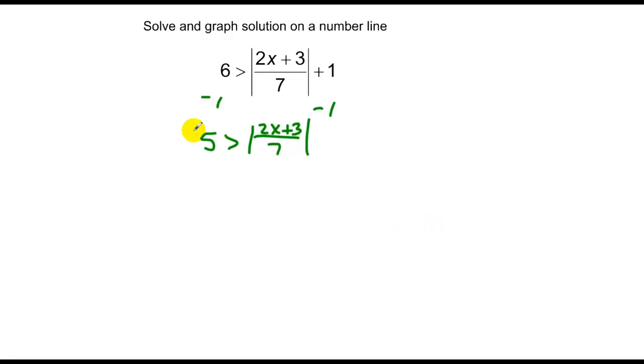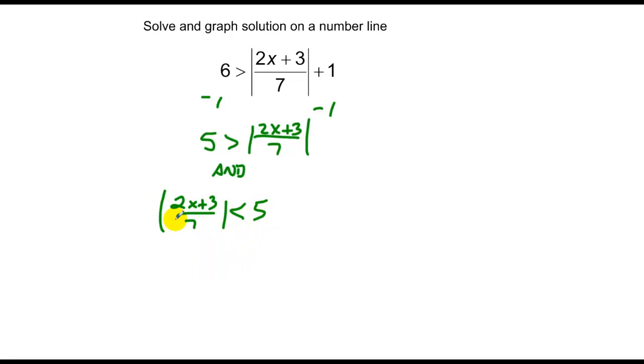Now, the mistake is saying 5 is greater than the absolute value, because then it sounds like it's a greater problem, but it's really an and problem, because we want to talk about the unknown quantity in terms of the known quantity. So this unknown quantity is less than 5, so this is an and problem. If you really wanted to turn it around the other way, 2x plus 3 over 7 is less than 5.